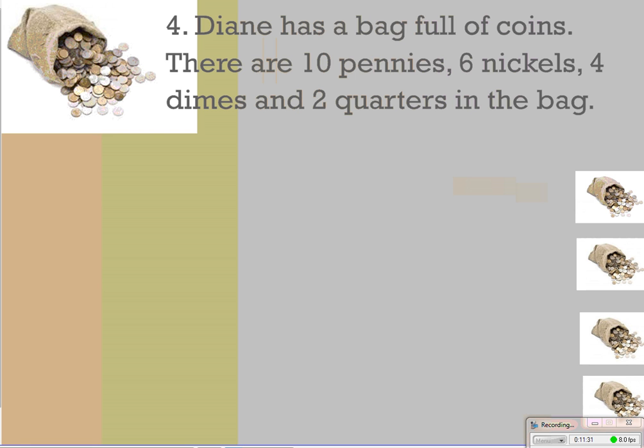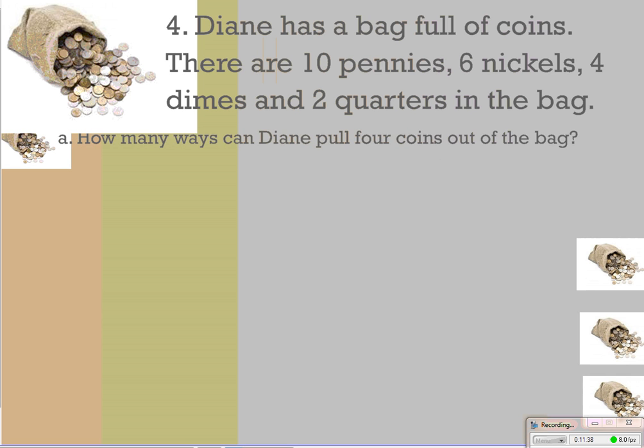All right, Diane has a bag full of coins: 10 pennies, 6 nickels, 4 dimes, 2 quarters, for a total of 22 coins. How many ways can Diane pull 4 coins out of the bag? Doesn't matter if you get picked first or picked fourth. You're still a coin that gets picked. So that's going to be 22C4. So that is going to be 7,315 different possible combinations. It's a lot of different combinations for pulling out 4 coins.